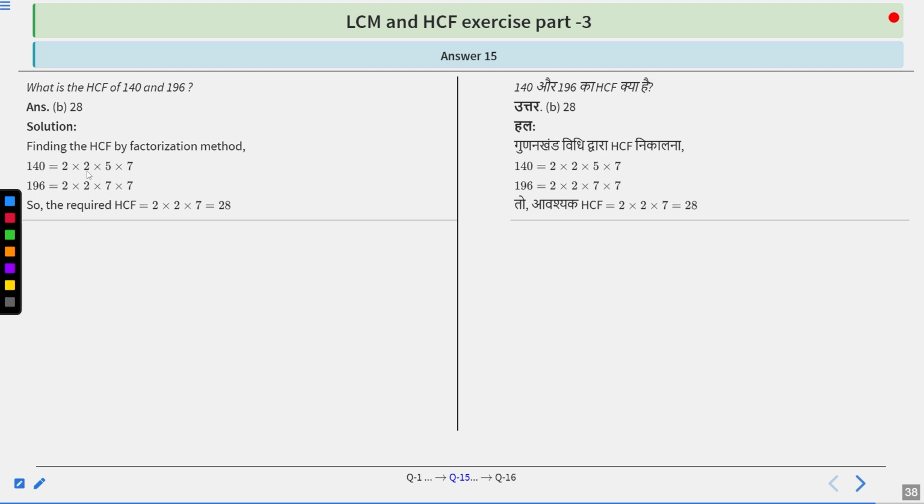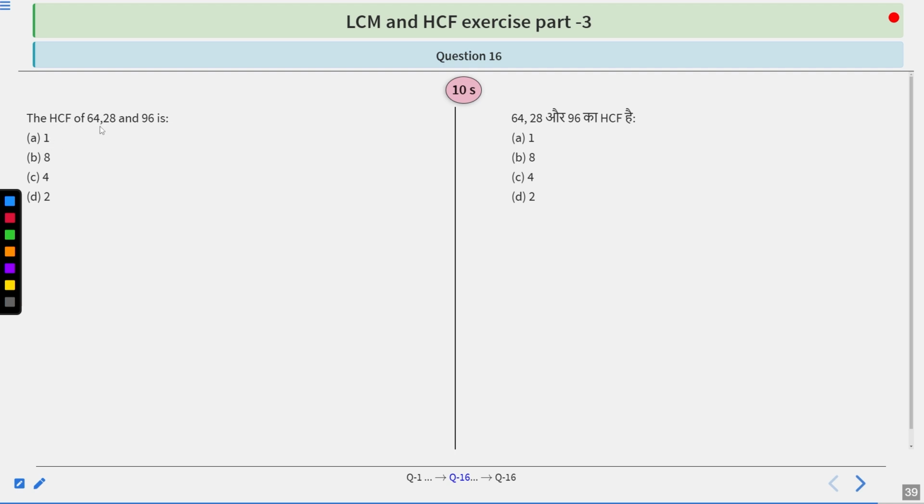So 2 is appearing twice in the factors of 140 and also twice in the factors of 196. That means 2 into 2. 5 is appearing only in the factors of 140 but not in the factors of 196, so 5 can't be part of the HCF. 7 is appearing in the factors of both 140 and 196, but the least number of times 7 appears is 1, in the factors of 140. So 2 into 2, 4, into 7, that is 28, is the highest common factor of 140 and 196. Option number B is the correct answer.